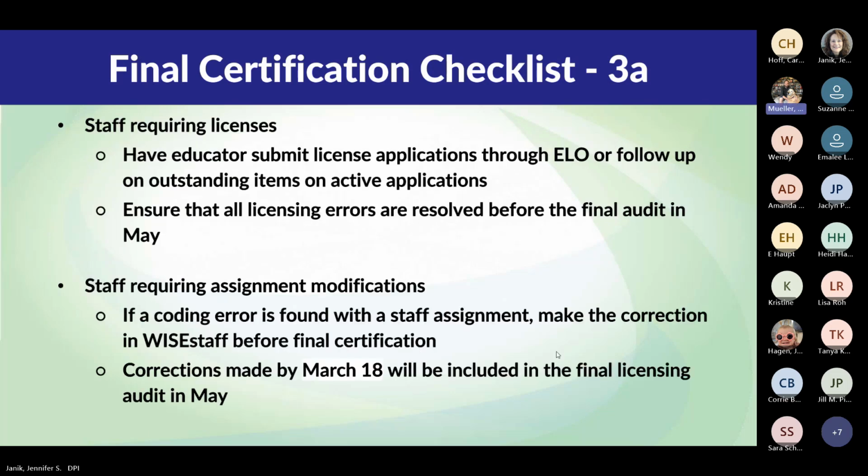For staff on the report who don't have an entity ID or who need additional licensing for the reported assignments, have the educator submit their license application through ELO or have them follow up on outstanding items on their active applications to keep them moving forward. All license errors need to be resolved before the final licensing audit in June.